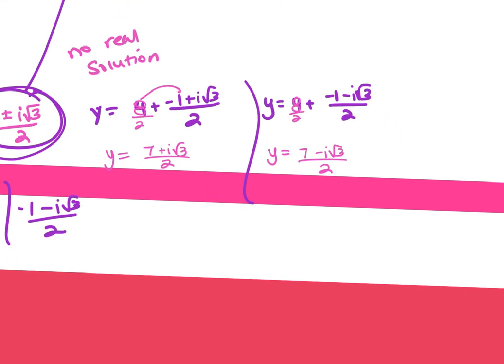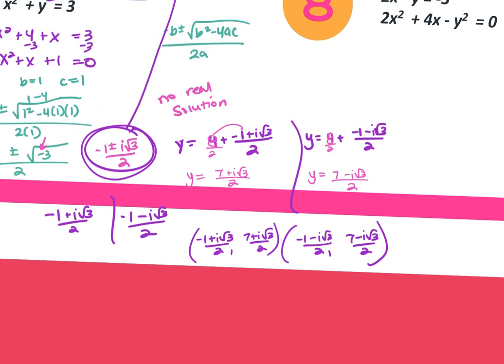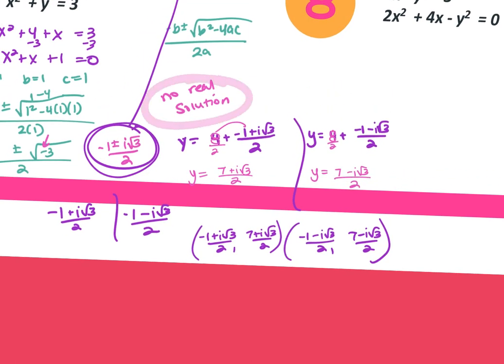So if it found any solutions, I would have to do negative 1 plus i root 3 over 2, comma, 7 plus i root 3 over 2. And negative 1 minus i root 3 over 2, 7 minus i root 3 over 2. If it said find all the real solutions, I'm looking at a no real solution answer. If it said to find any type of solution, then I'd have to take that i and plug it back in.